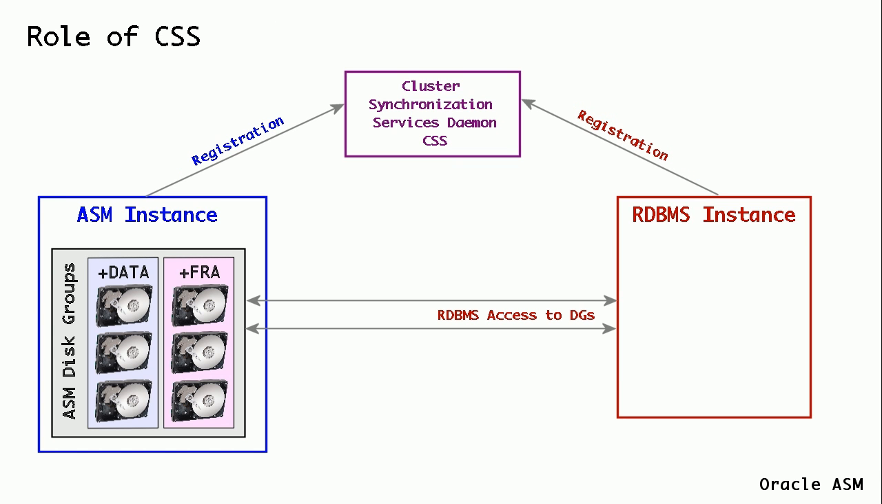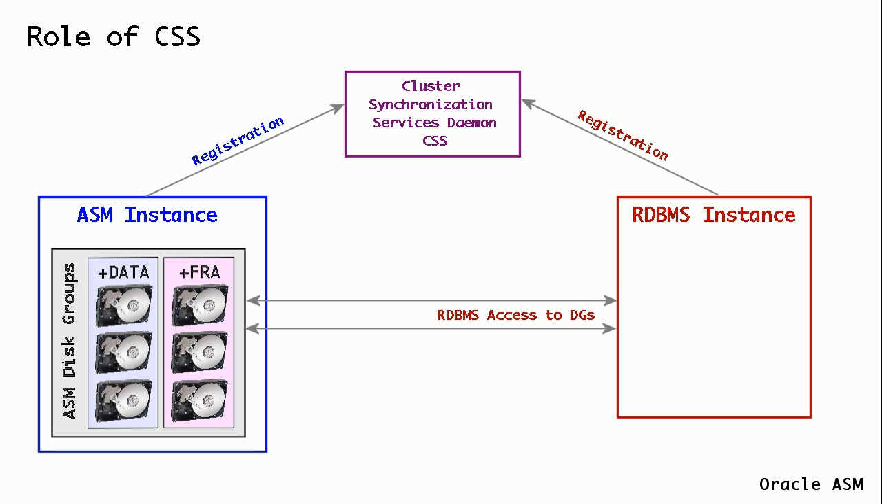Now, let us discuss the importance of cluster synchronization services. During Oracle ASM startup, ASM instance registers itself with cluster synchronization services. When database instance establishes connection to ASM instance and gets access to disk groups, database instance also registers itself with cluster synchronization services. There onwards, cluster synchronization services keep track of database access to ASM disk groups.